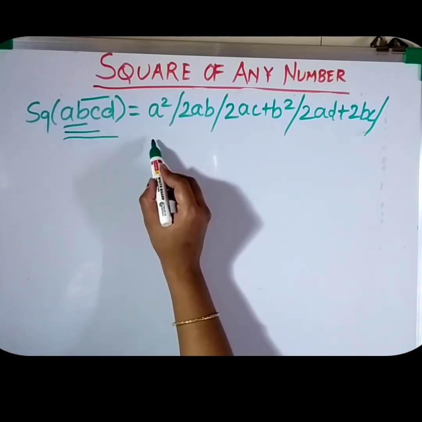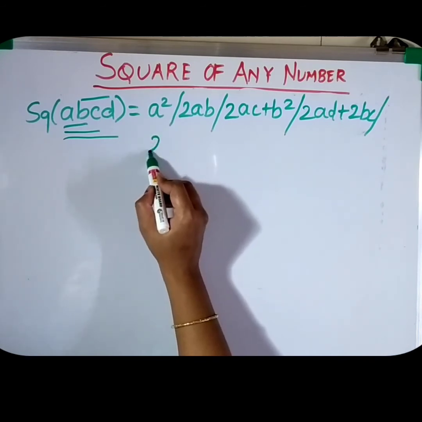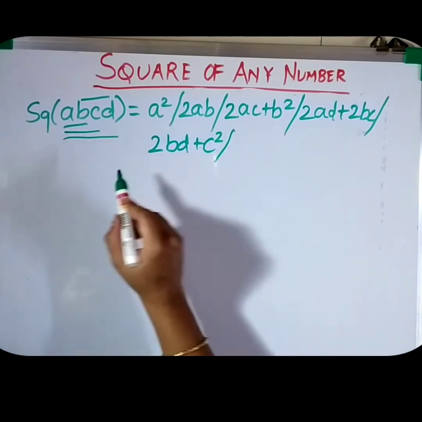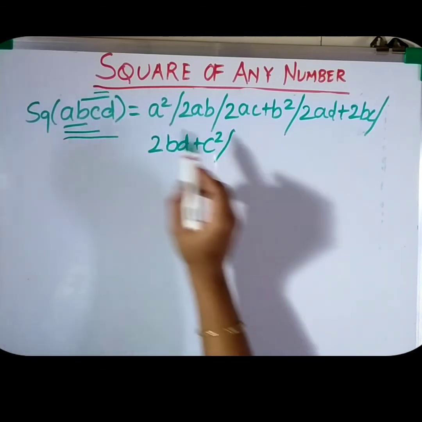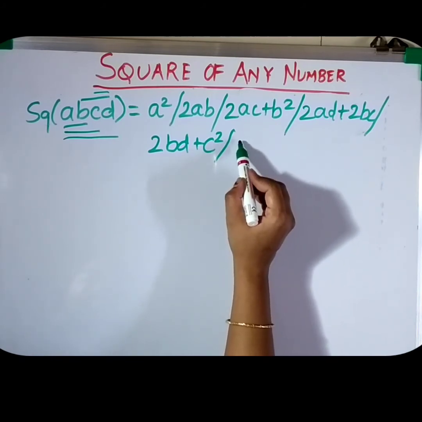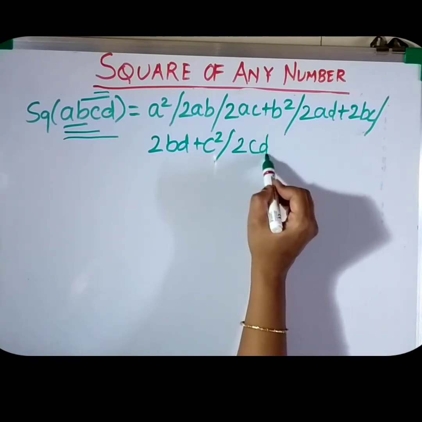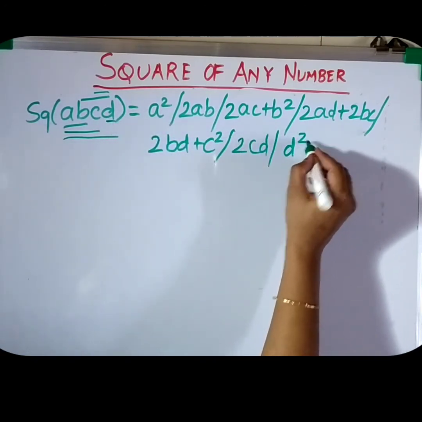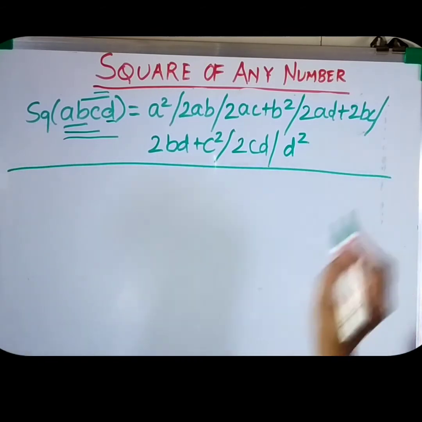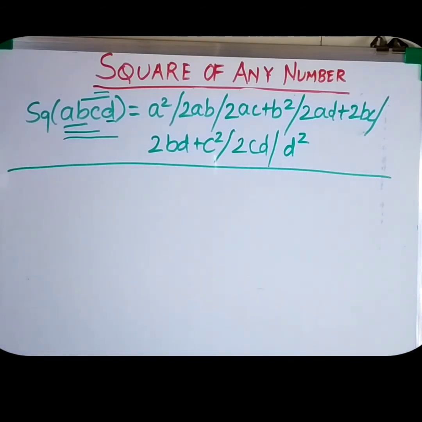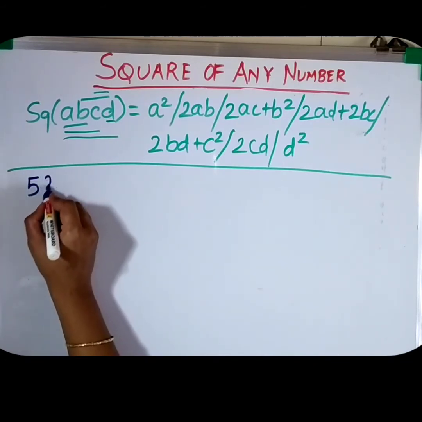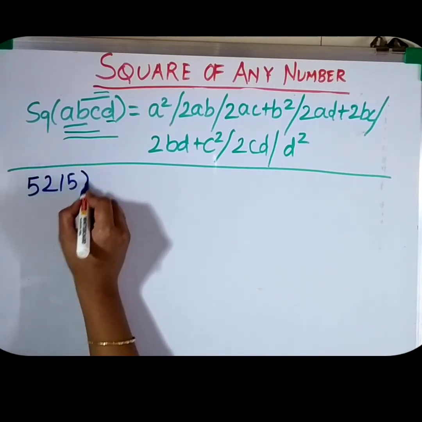Then a duplex of the last 3 digits. So duplex of the last 3 digits is 2BD plus C square, again a balancing line. The duplex of the last 2 digits is 2CD, and the duplex of the last digit, that is D square. So this becomes the formula for squaring of a 4-digit number. Now if I take an example, I take one example. If I have to take a square of 5, 2, 1, 5, 12.